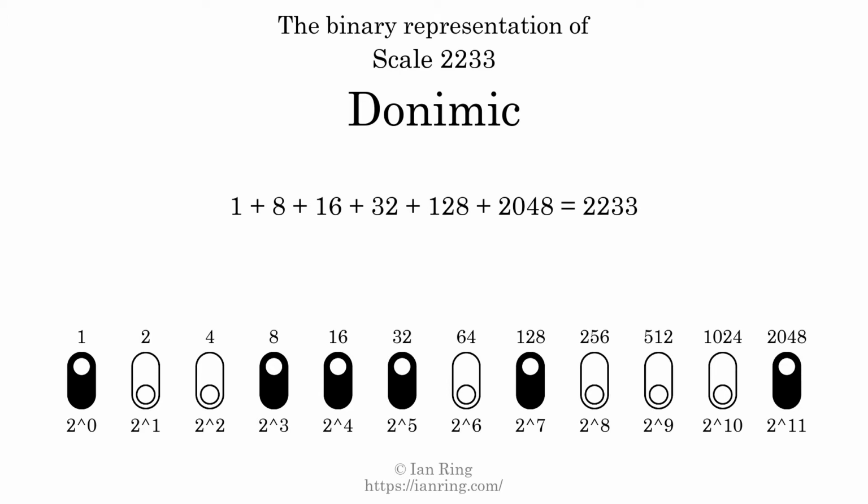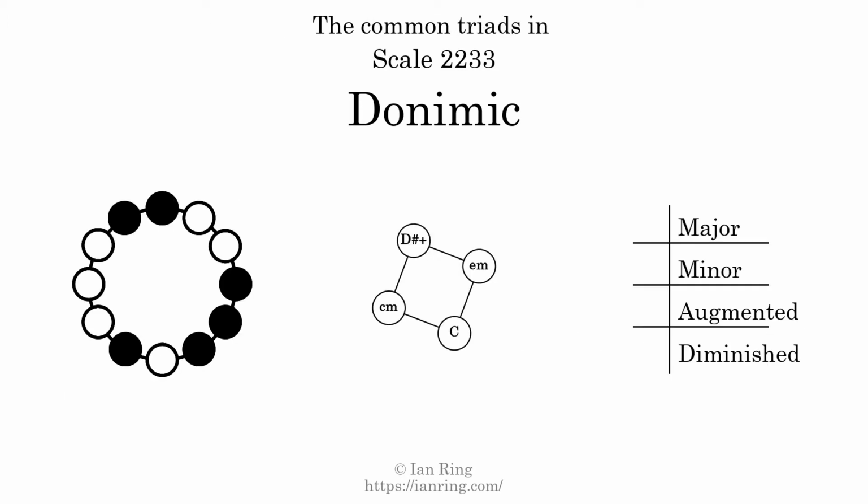2233. The scale number not only enumerates the scale with a unique index, but it also literally describes the tonal content of the scale. Represented as a binary number in base 2, the scale number is 100010111001. Here are the common triads present in this scale.